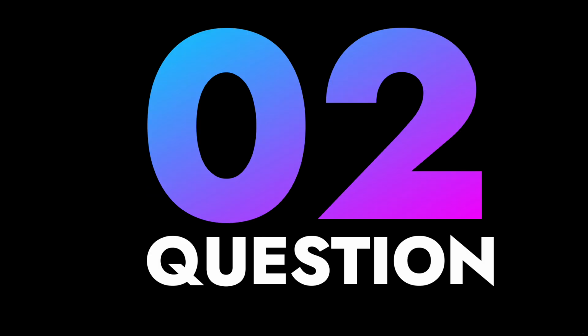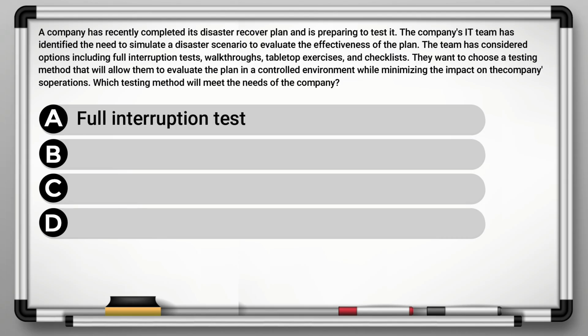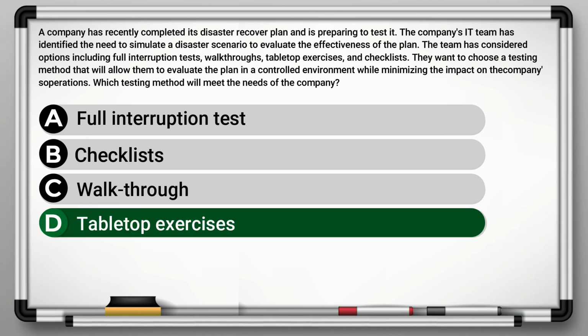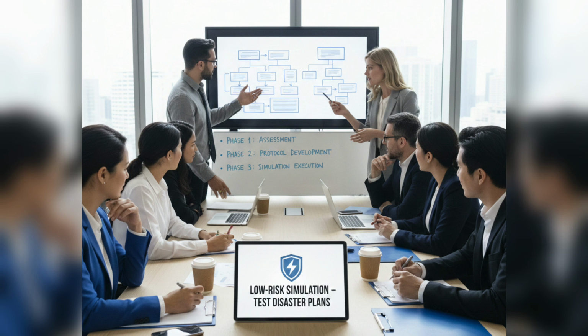internal systems. Question 2. A company has recently completed its disaster recovery plan and is preparing to test it. The company's IT team has identified the need to simulate a disaster scenario to evaluate the effectiveness of the plan. The team has considered options including full interruption tests, walkthroughs, tabletop exercises, and checklists. They want to choose a testing method that will allow them to evaluate the plan in a controlled environment while minimizing the impact on the company's operations. Which testing method will meet the needs of the company? The answer is D, tabletop exercises. This discussion-based method lets teams practice and identify gaps without disrupting real business operations.